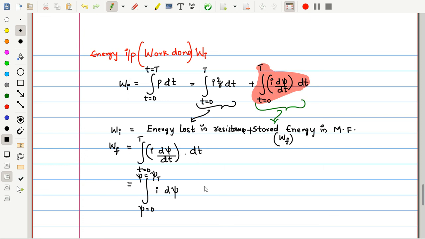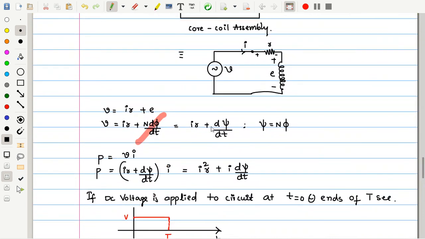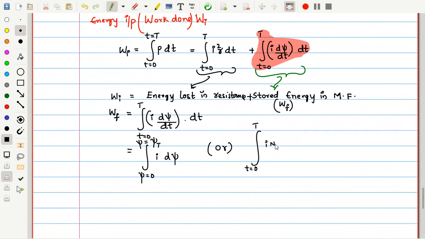The same expression can also be expressed like this. Let me write, or I can also work on this expression, integral over t equal to 0 to T. Can I write I into the same expression which we wrote back over here? See this, where is that? Yeah. So N d phi by dt instead of d psi by dt. So let me take this as I into N d phi by dt whole into dt.